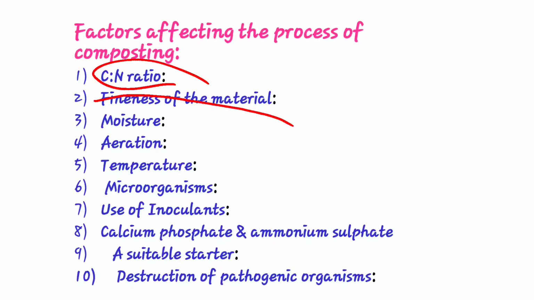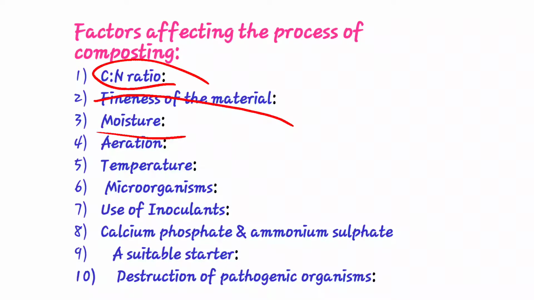Then the third factor is moisture. Moisture level should be maintained around 50% in all methods to increase microbial decomposition, because composting is a fully microbial decomposition process. Aerobic or anaerobic, it uses some microorganisms. So if the moisture percentage is maintained at 50%, it increases the microbial activity in that material.